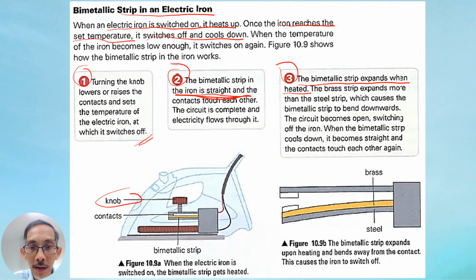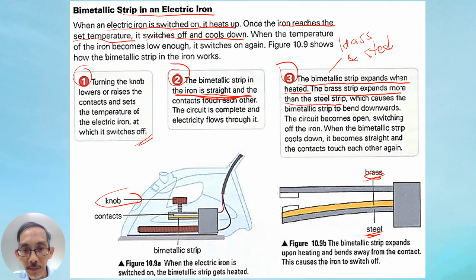Okay, remember the bimetallic strip, also shown in the illustration, is actually made of steel and brass. Brass is on top and steel is at the bottom. Okay, this arrangement is important to understand how it will switch off the iron when the right temperature is reached. Okay, so again, here it repeats, the brass strip expands more than the steel strip.